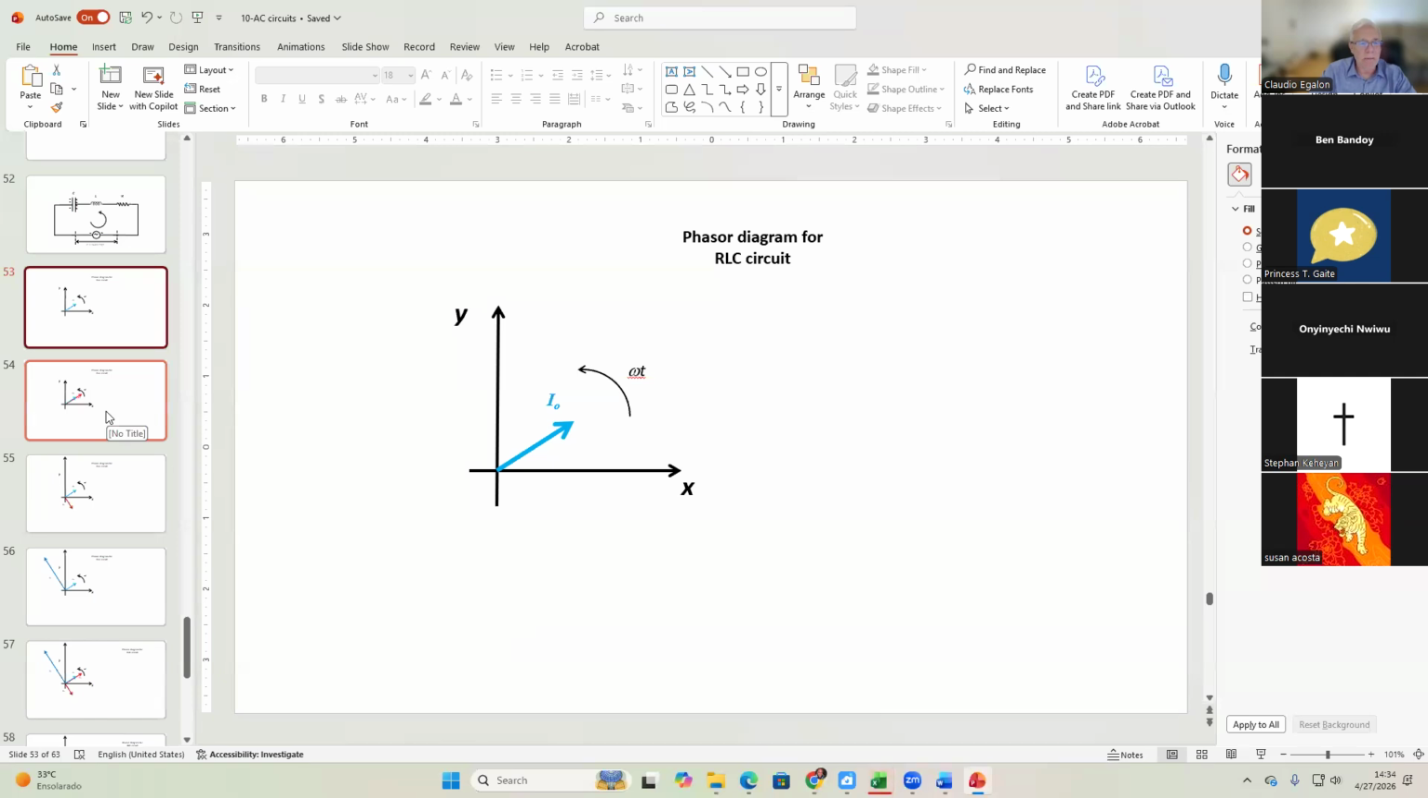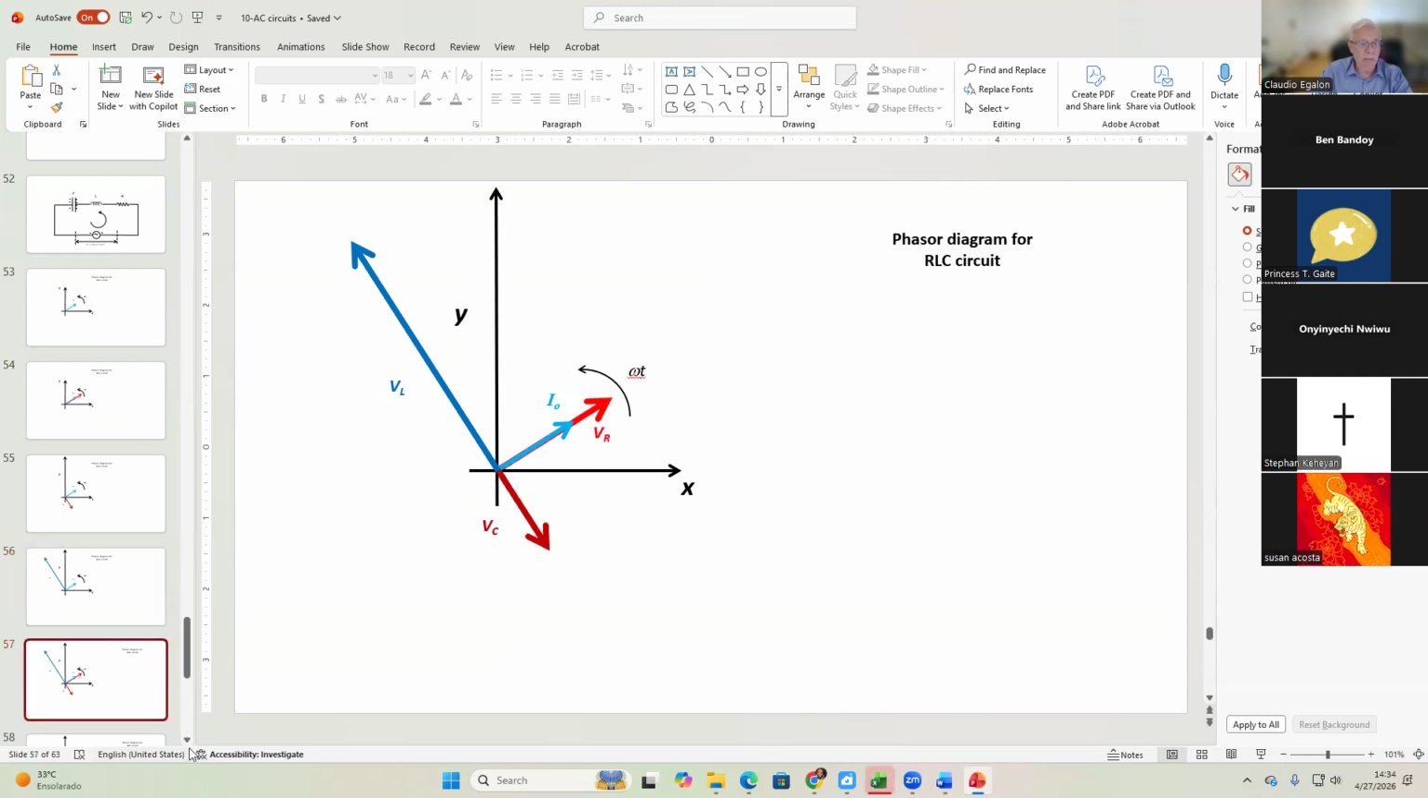XY space. Okay? The voltage of the resistor is in phase with the current. The voltage of the capacitor lags the current. The voltage of the inductor leads the current. And we combine all those three phasors, we get something like that. Okay. Don't forget, this whole set is rotating, right?